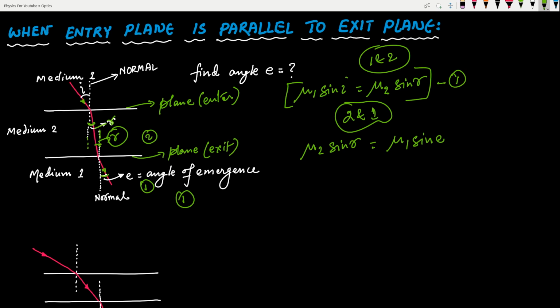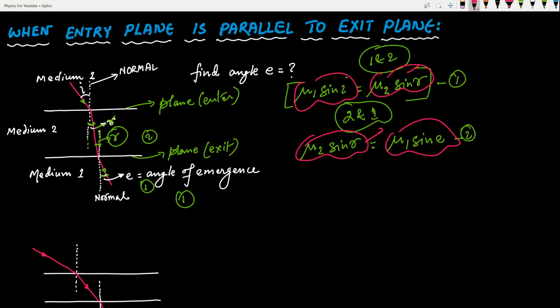Now if you look into equation 1 and equation 2, we will see that mu 2 sin R is common. Therefore, if we compare this, we can say that this and this have to be equal, isn't it? Because mu 2 sin R is equal to mu 1 sin I, and again mu 2 sin R is also mu 1 sin E. Therefore we can say that mu 1 sin I is equal to mu 1 sin E, or mu 1 got cancelled. Therefore we can say that angle I is equal to angle E.